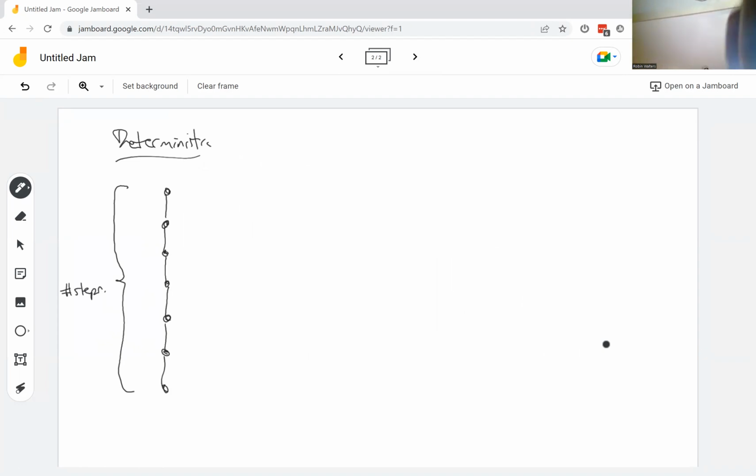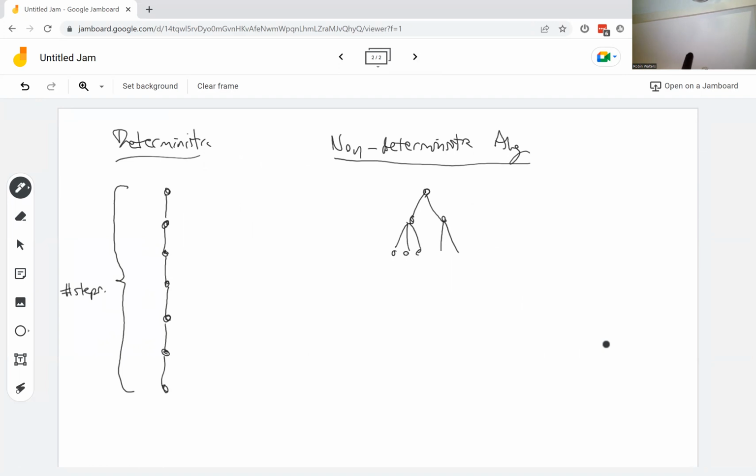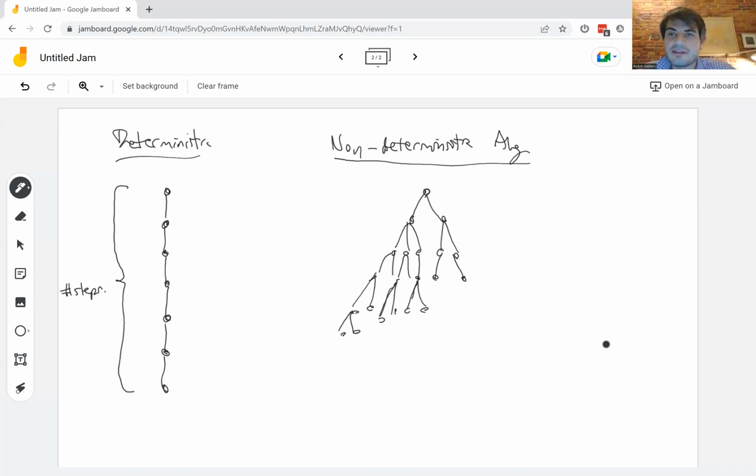So now if we have a non-deterministic algorithm, then the picture is this branching, right? The algorithm for a single input can have many different computational pathways, and some of them will end and others will keep going. And so maybe this is the full computational tree for some non-deterministic Turing machine.